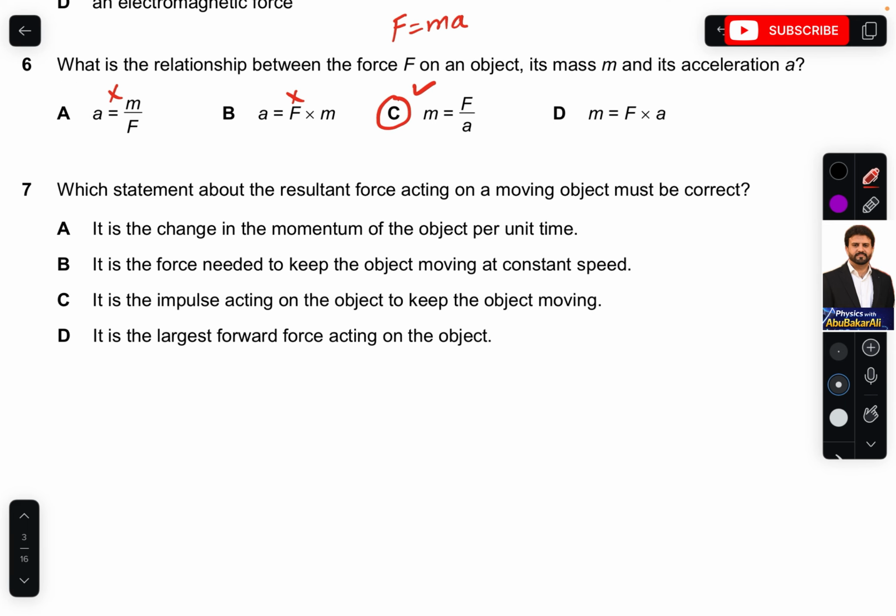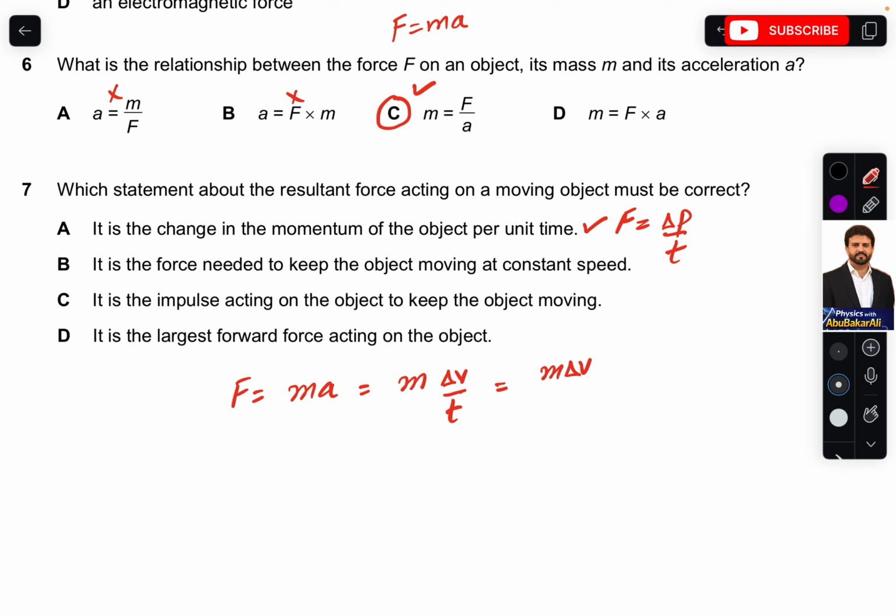Question 7. Which statement about the resultant force acting on a moving object must be correct? Option A is correct because F is equal to delta P over T. You should know the derivation of it. We know F is equal to ma, and we know a is change in velocity over time. So m delta V is delta P, and this can be written as delta P over T. That is the rate of change of momentum. So that is correct.